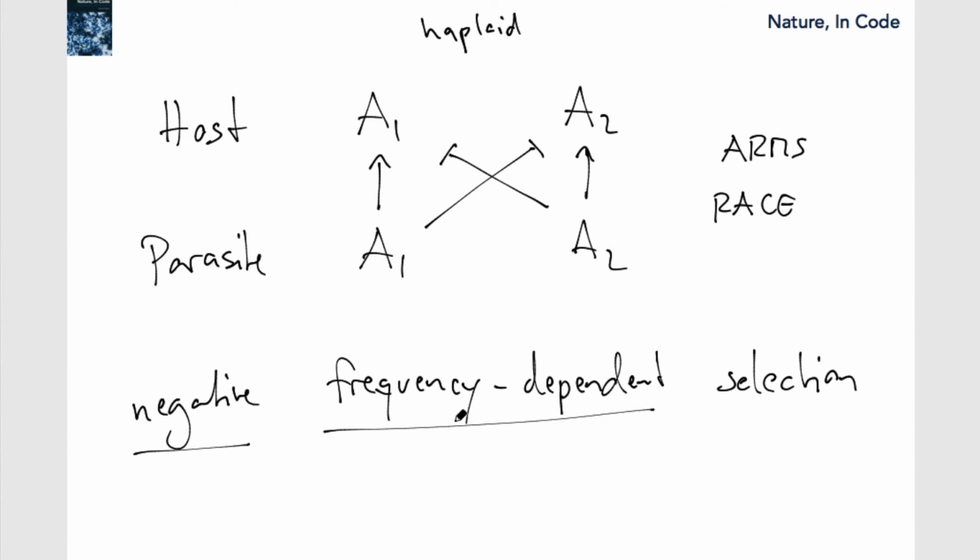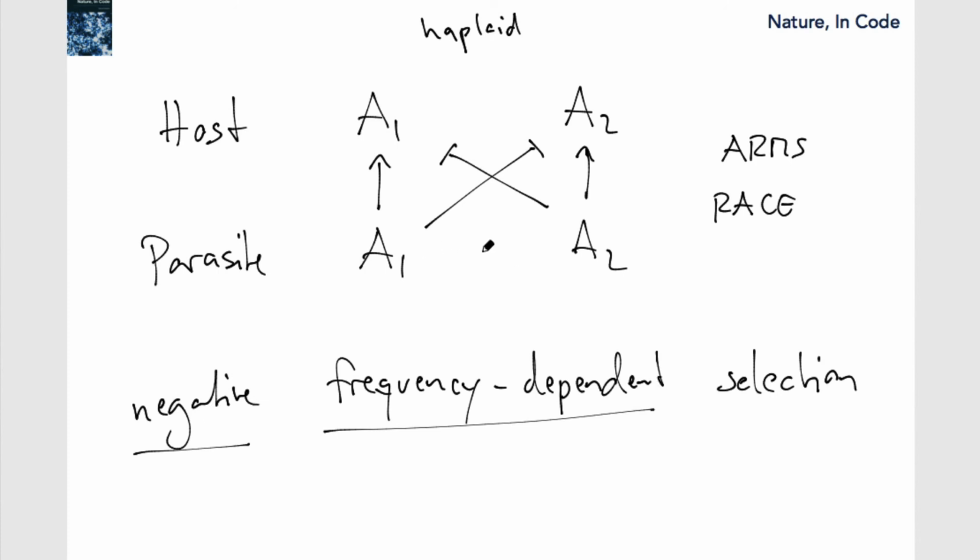And negative frequency dependence means that a genotype will be less fit when it is more common and more fit when it is less common. You can also come up with an example of positive frequency dependent selection, where you're less fit when you're less common and more fit when you're more common. But that is rare. And in these antagonistic interactions, you usually have negative frequency dependent selection.